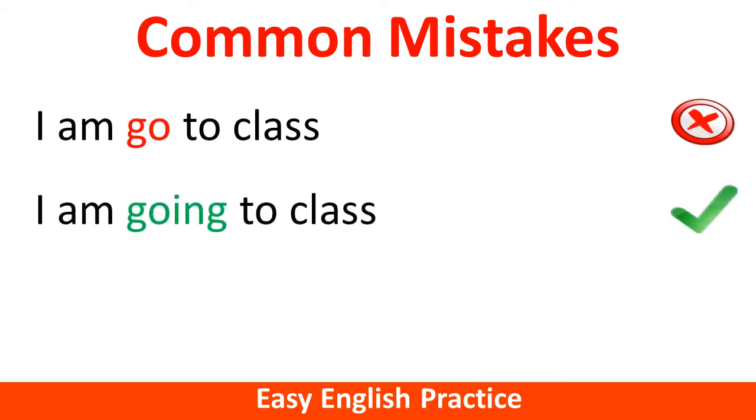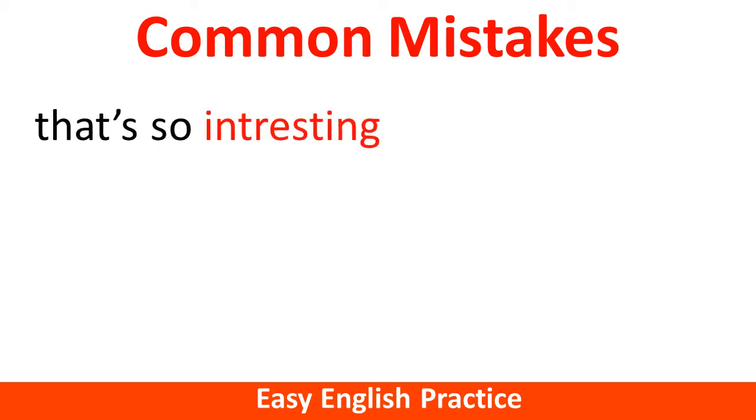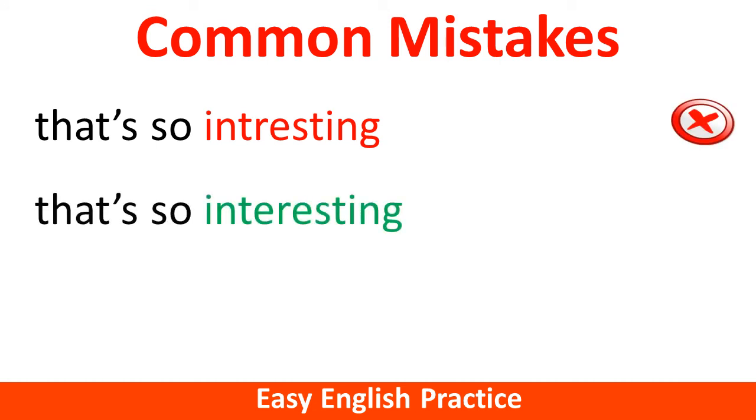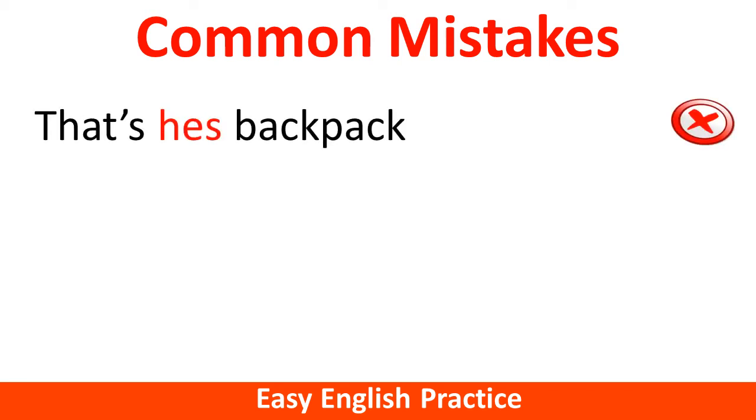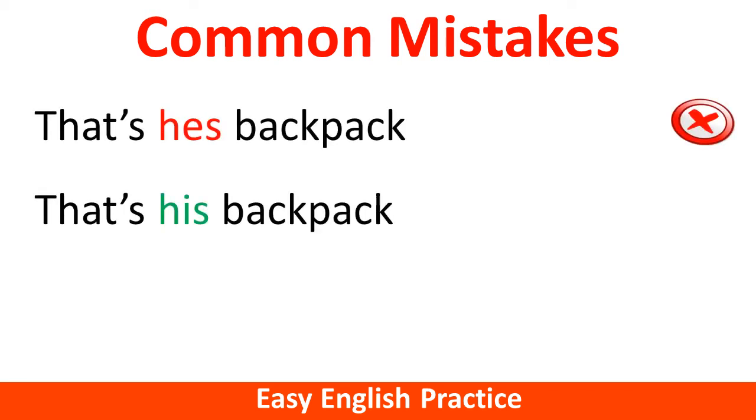Why? Because you're talking about an action that is continuous and happening now. So it's the present continuous. You have to put the verb in the ing form. That's so interesting. The correction is, that's so interesting. It's a spelling mistake. It's really common. That's his backpack. The correction is, that's his backpack. We need to use the correct possessive adjective.